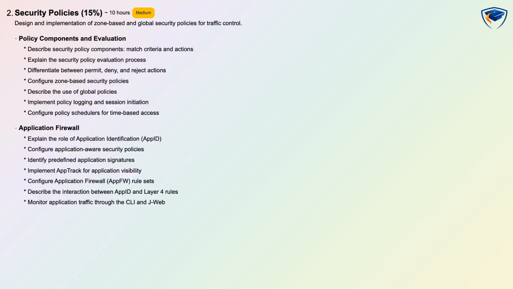Security Policies makes up 15% and covers design and implementation of zone-based and global security policies for traffic control. This medium difficulty domain needs about 10 hours of hands-on and conceptual study. You will learn policy components and evaluation, including match criteria and actions, and how permit, deny and reject behave in the security policy engine. The domain also covers application-aware controls such as App ID, App Track and application firewall rule sets, plus policy logging and time-based schedulers for precise access control.